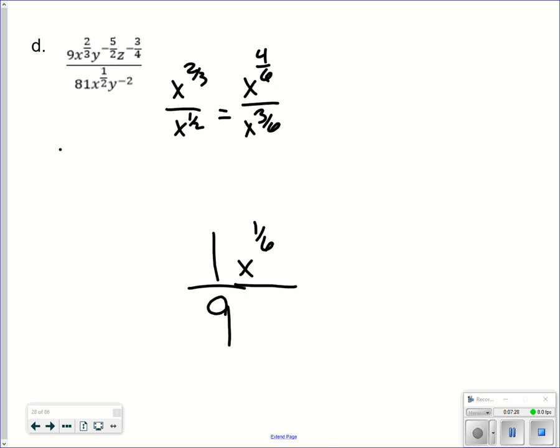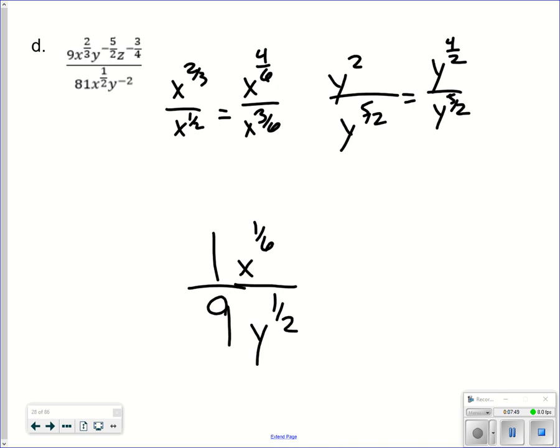Now, y to the negative 5/2 would make y to the 5/2 on the bottom and y to the 2nd on top. Remember, anytime you have like-based items and division, you can subtract. So now, y to the 4/2 over y to the 5/2 makes y to the 1/2 in the denominator, and we're going to have to talk about that in just a minute. Z to the 3/4, it's negative z to the 3/4 on top, so that makes z to the positive 3/4 on the bottom. All right.